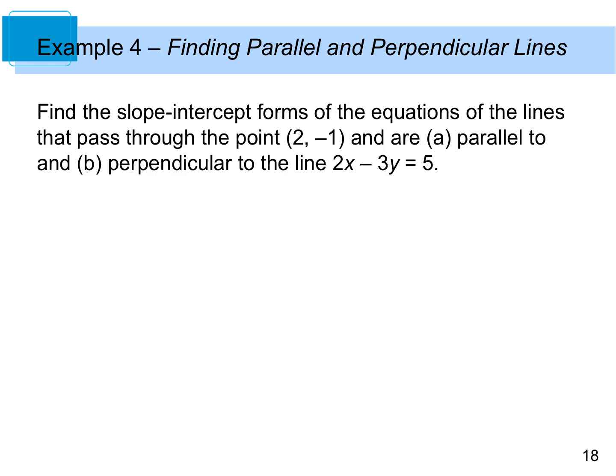So in example 4, we want to find the slope-intercept forms of the equation of the lines that pass through the point 2, -1, and are parallel to and perpendicular to the line 2x minus 3y is equal to 5. So let's start with parallel. This is asking us for two separate lines. So let's start with the line that's parallel to this. Well, if it's parallel, what do we know about the slopes? They're the same.